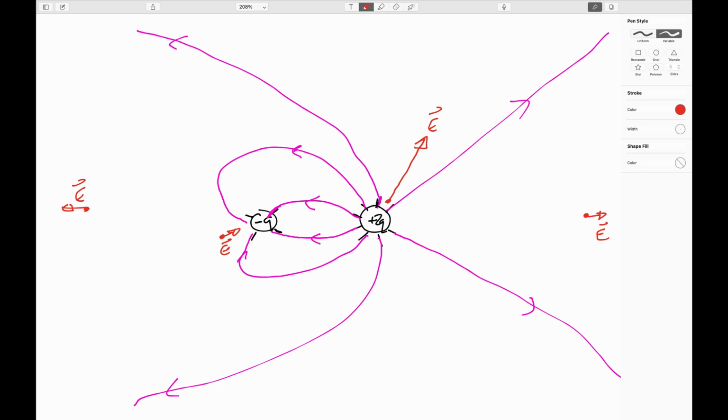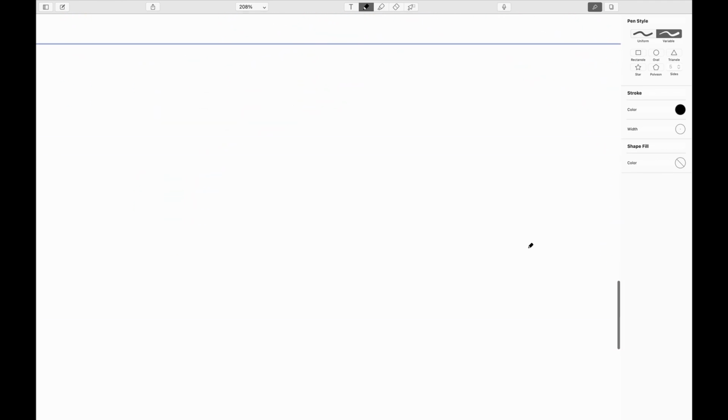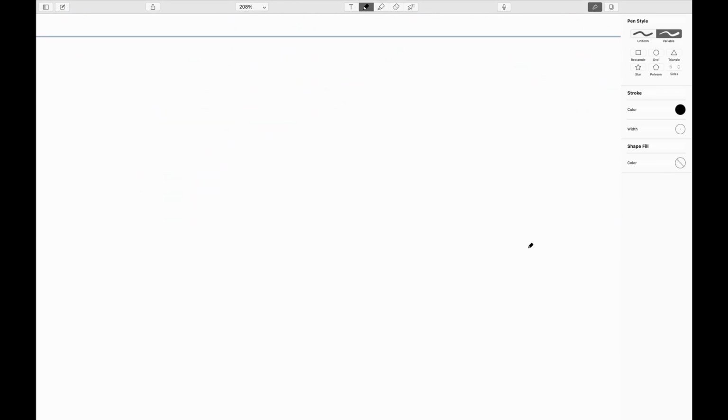Just one quick note for a particular pathological case. So let's imagine that you have two positive. You could have the same thing if there are two negative charges. Let's say they're both plus Q, like so.